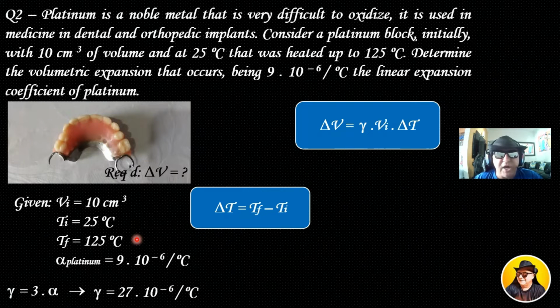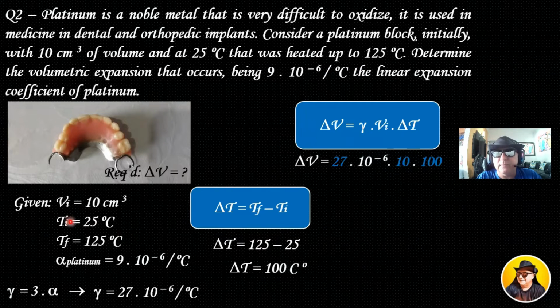So the change in temperature is 125 minus 25, so it is 100 Celsius degrees, okay? Now let's plug the values into the formula. Delta V is gamma, 27 times 10 to minus 6, VI is 10, and the change in temperature is 100.